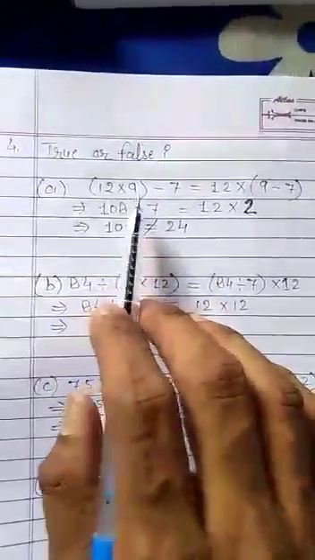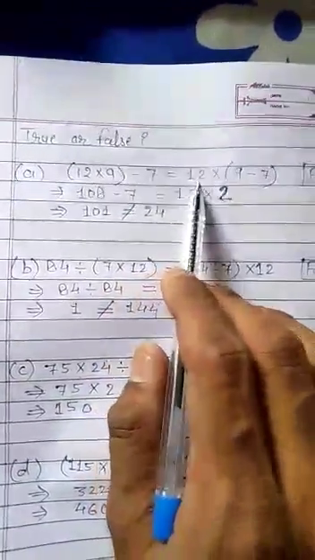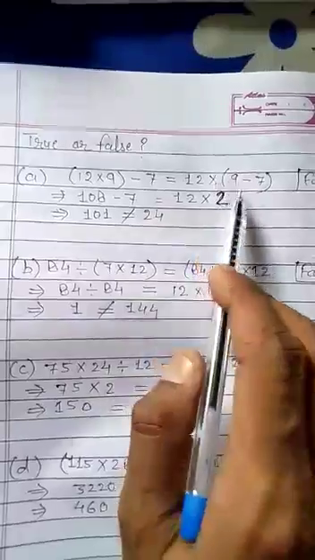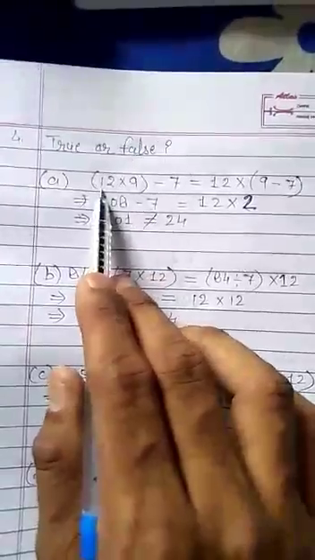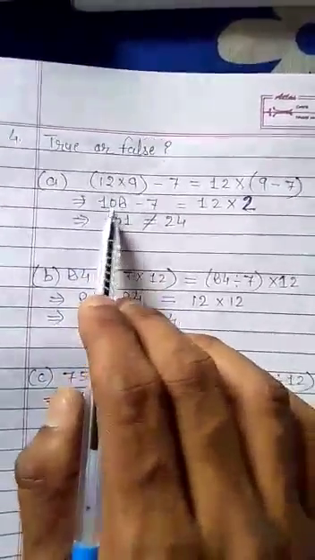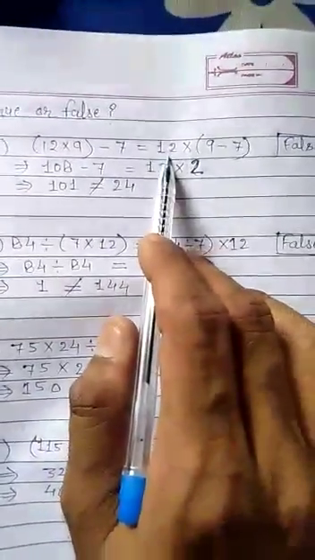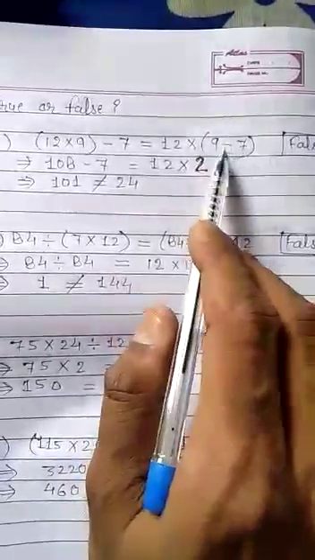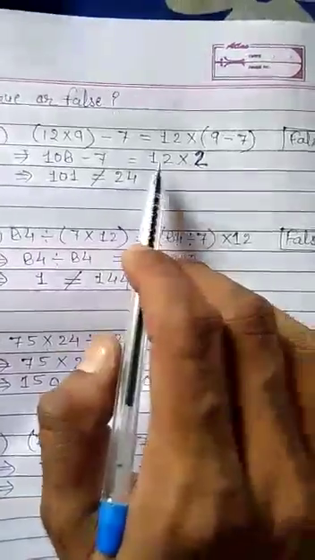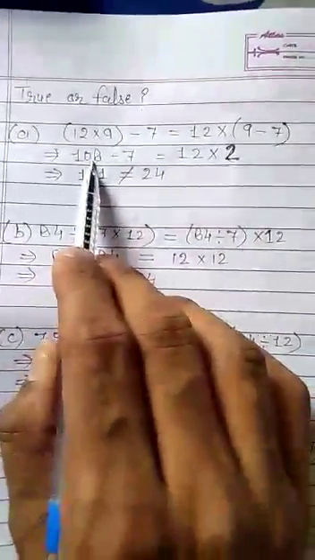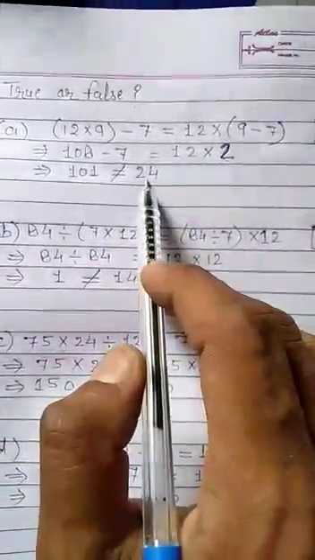Part A of question 4 is 12 multiplied by 9, into bracket minus 7, equals 12 multiplied by, in bracket, 9 minus 7. So we will solve. First we will solve 12 multiplied by 9. It will be 108 minus 7. And the other equation is 12 multiply by bracket 9 minus 7. We will solve the bracket first, 9 minus 7 is equal to 2. So 12 multiply by 2. 108 minus 7 is equal to 101 and 12 multiply by 2 is equal to 24.